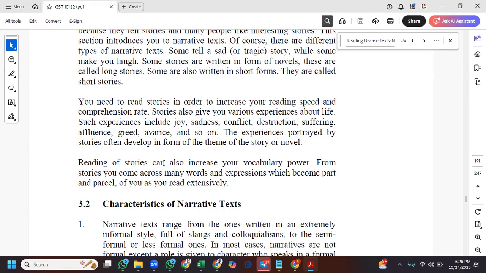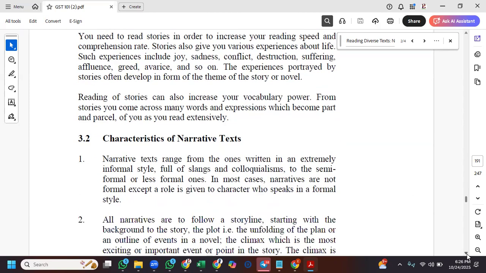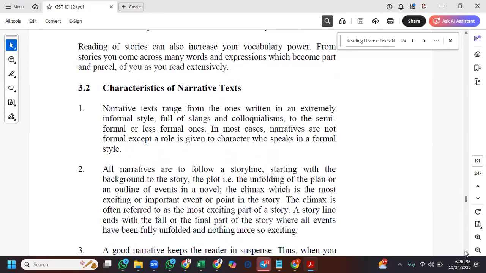Now, reading stories can also increase your vocabulary power. When you are reading a story and you come across a word that you have not seen before, you check the meaning, you learn it, and you're adding to your word bank. From stories, you come across many words and expressions which become part and parcel of you as you read extensively. Let's leave all of that and see what we're actually here to do.